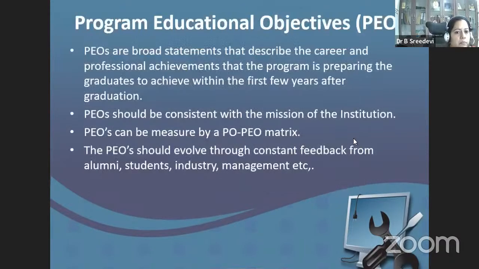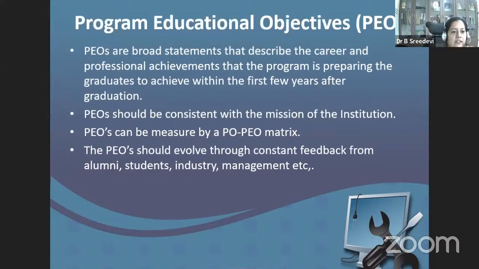Then what do we mean by program educational objectives? Whenever I say program, it is the field of engineering, mechanical engineering. Program educational objectives: after learning this BE mechanical engineering, what should be the ability of the students, whether they are prepared for higher studies, prepared for employment, prepared for entrepreneurship. So in all these, they are prepared for any startup. And they are prepared for the wellness of the society.